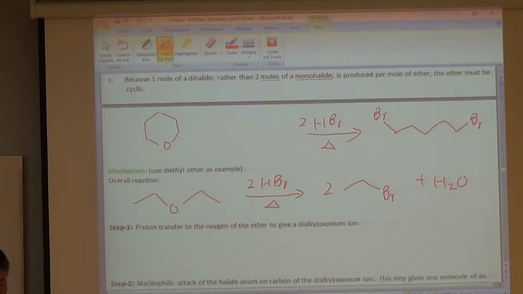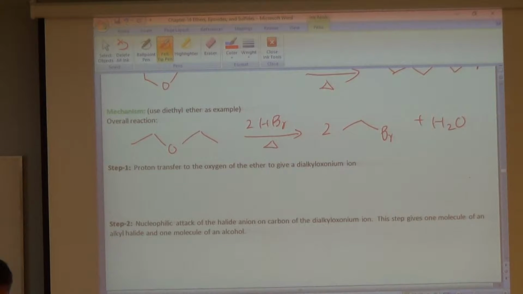We want to see what the reaction mechanism is for this reaction. I will usually give you the step and the name. Step 1 is the proton transfer to the oxygen of the ether to give a dialkyloxonium ion. So what that means is you take this diethyl ether, and you also have another reactant, which is HBr. Now you can draw the 3 lone pairs of Br, and you can also draw out the 2 lone pairs of oxygen.